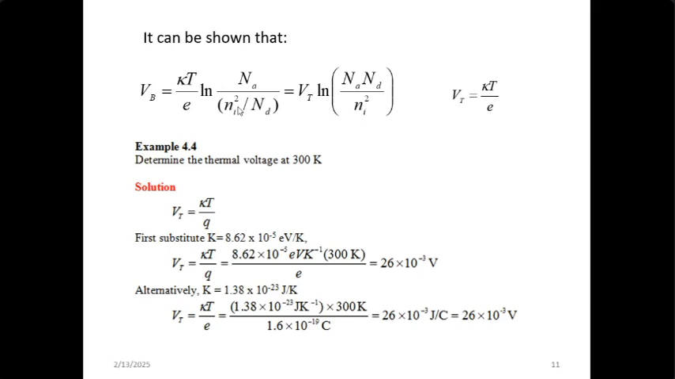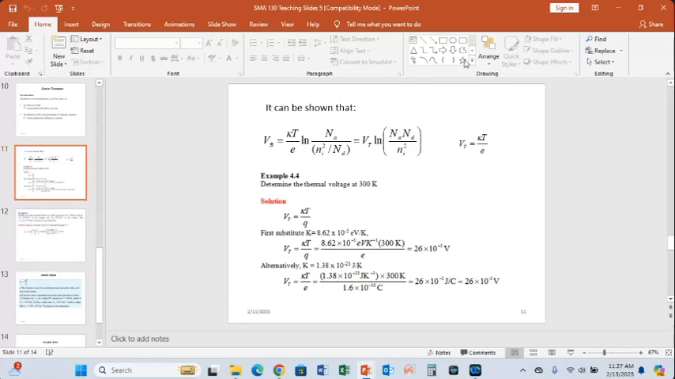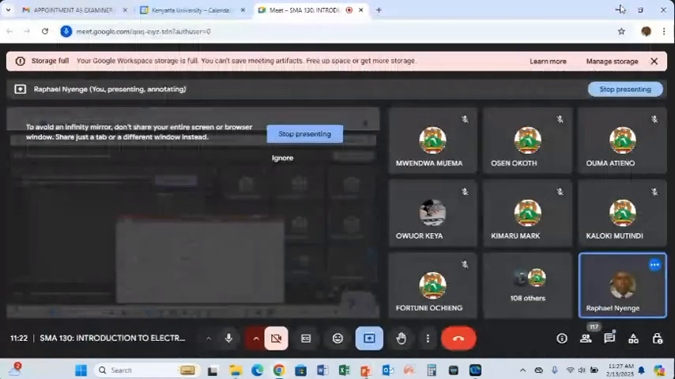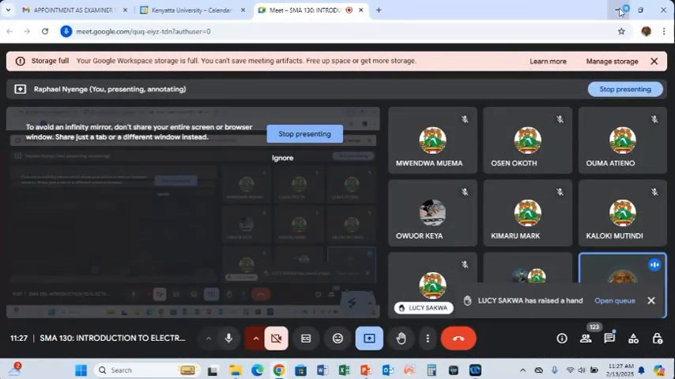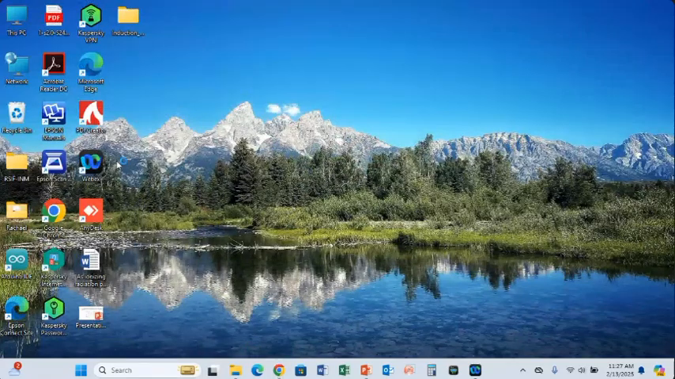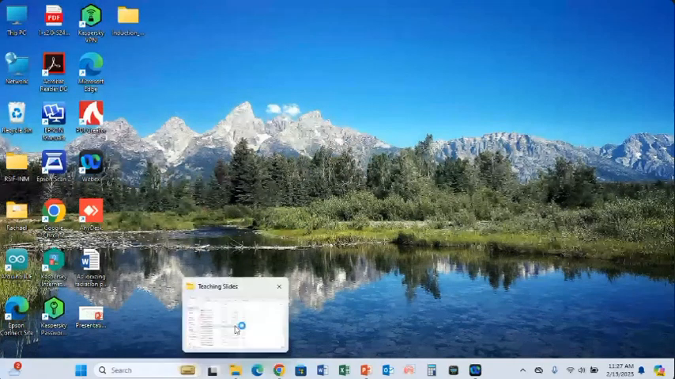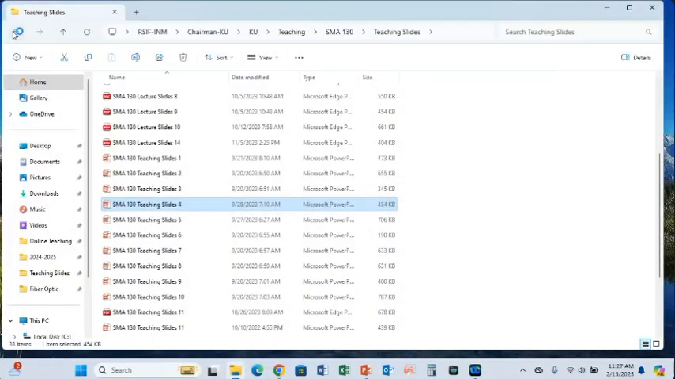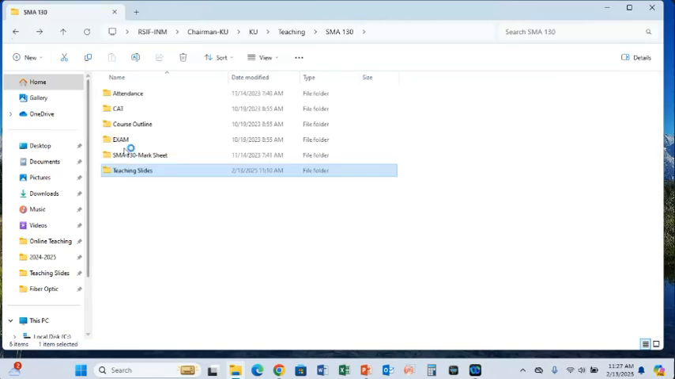But mostly, you may not be asked to derive, but you can be asked to use this equation. I want to show you how your examination looks like. Just a minute, you will see.